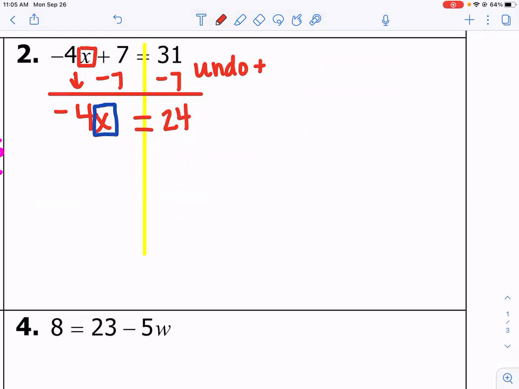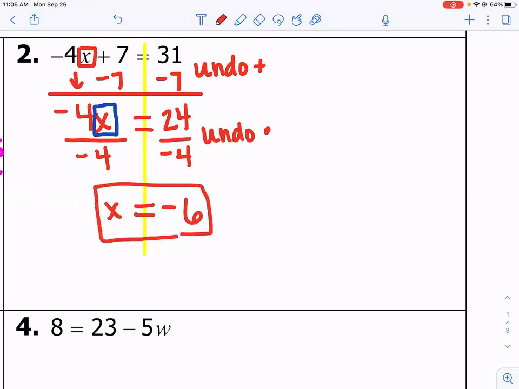Kinley, what operation do we need to undo in our second step? So is negative 4 being multiplied, so we need to divide? Is that what you're telling me? Yes, okay. So we need to undo the multiplication by dividing by negative 4 on each side. Corin, what's 24 divided by negative 4? Negative 6?